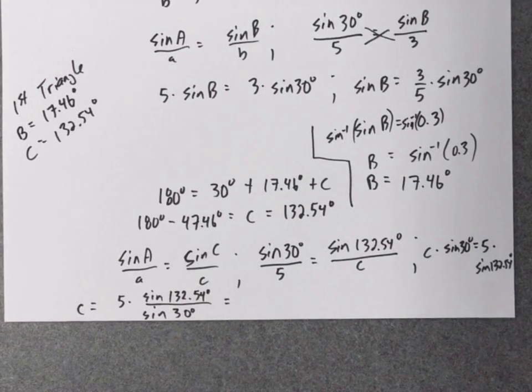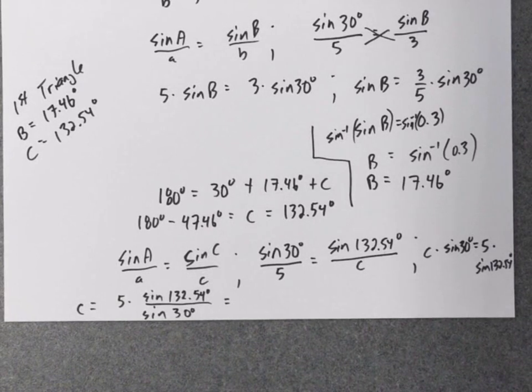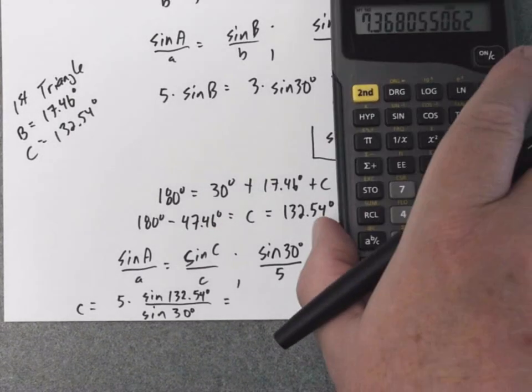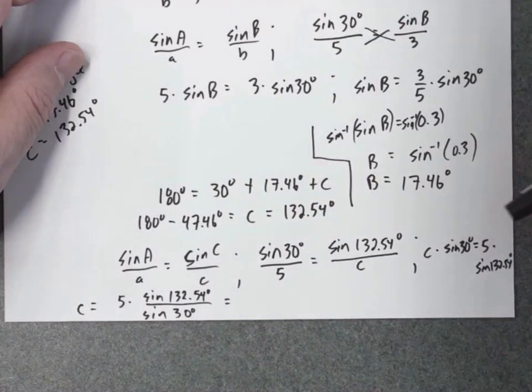So I got my calculator. The sine of 132.54 divided by the sine of 30, and you multiply that by 5. So I get 7.368. So 7.37.